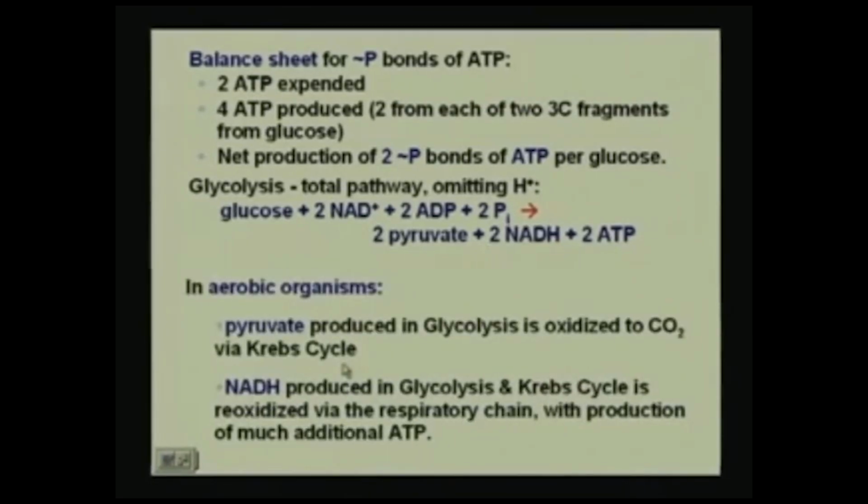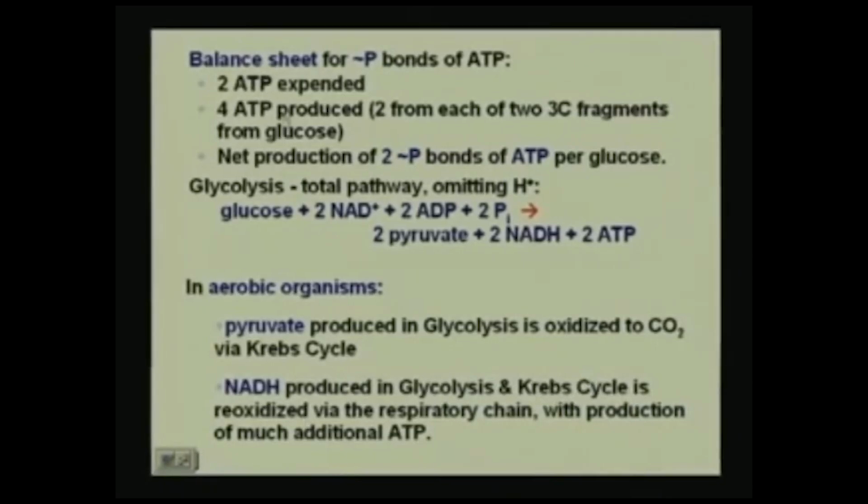Now in aerobic organisms, the pyruvate that is produced in glycolysis is oxidized to carbon dioxide. That is what we are going to see when we do the Krebs cycle. This is also known as the TCA cycle. And the NADH produced in glycolysis and also in the Krebs cycle is reoxidized. What does it mean to be reoxidizing NADH? It means you have to get back NAD plus.